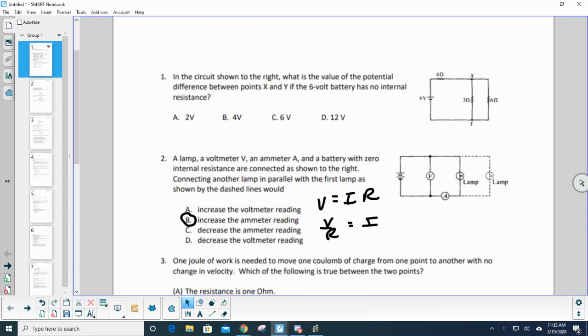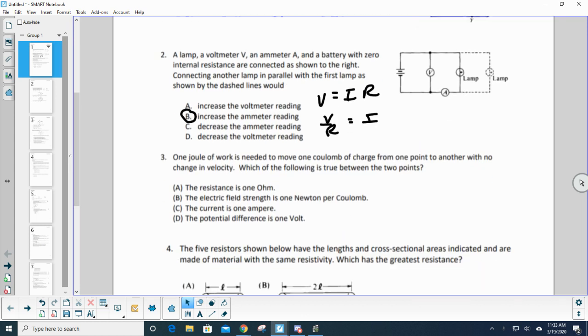Okay, so what's bothering you? Moving from one point to another with no change in velocity. Which number are you talking about? Number 3? Three. Oh, okay. I'm sorry, I thought you were still on 2. Dominic, you good with 2? Yeah. Okay. Let's take a look at 3.